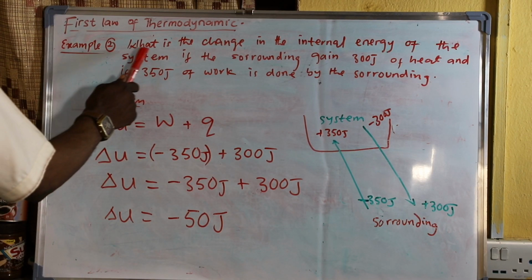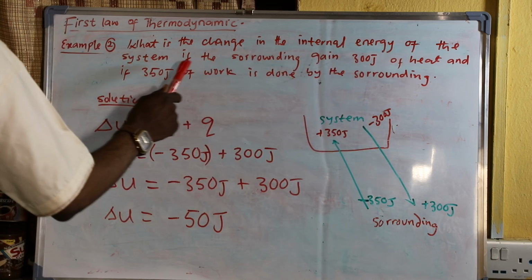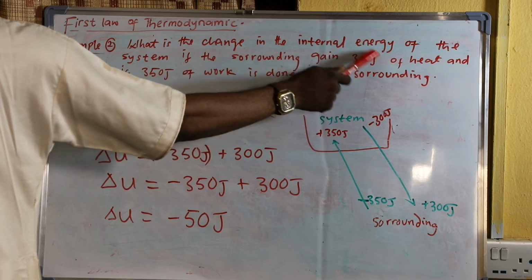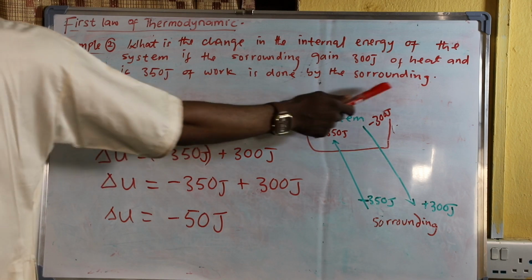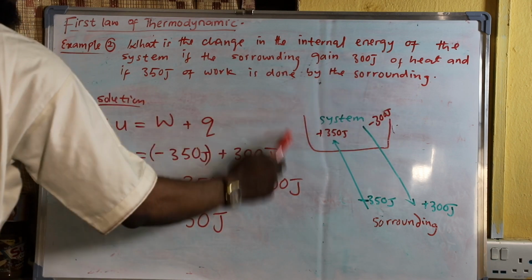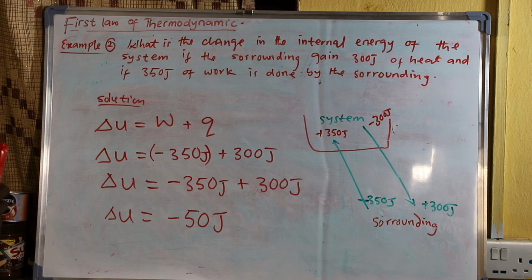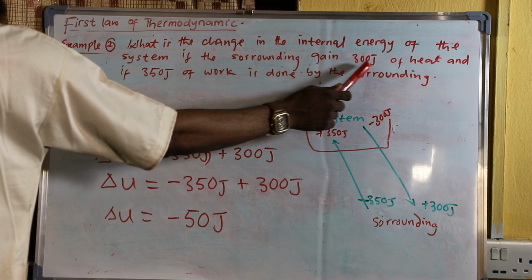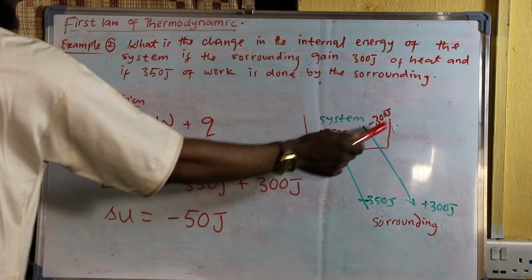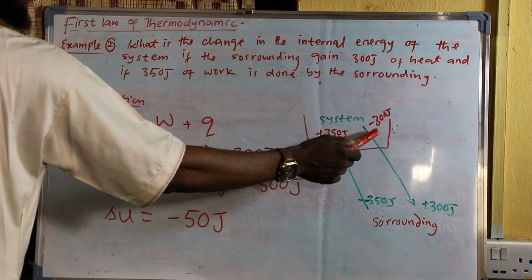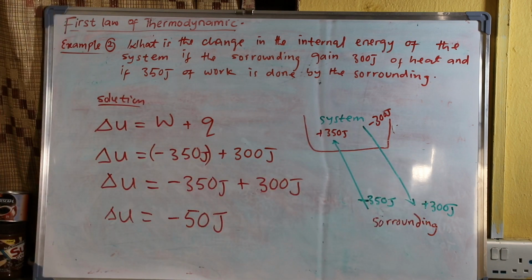Example 2. What is the change in the internal energy of the system, if the surrounding gains 300 joule of heat and if 350 joule of work is done by the surrounding? So now let's assume this as the system and here as the surrounding. The question says the surrounding gains 300 joule of heat. That means the system loses 300 joule of heat, minus 300 joule, to the surrounding.